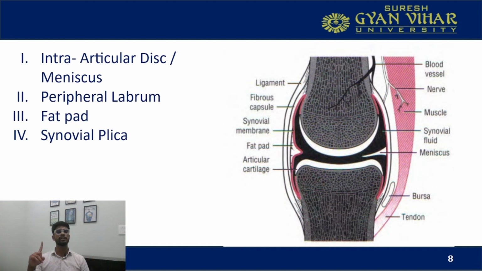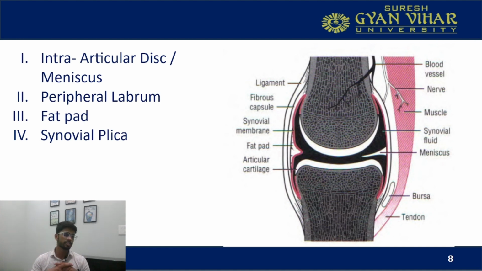So first of all, intra-articular disc or meniscus. So we see there is a disc in the temporomandibular joint, there is a meniscus in the knee joint, medial and lateral meniscus are present in the knee joint. The primary function of these structures is to provide shock absorption. They are made up of fibrocartilage. They function in providing shock absorption or increasing the shock absorption capacity of the joint.